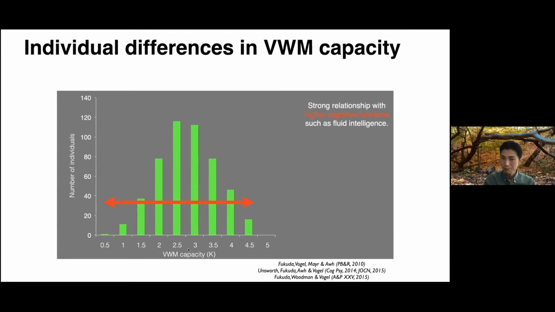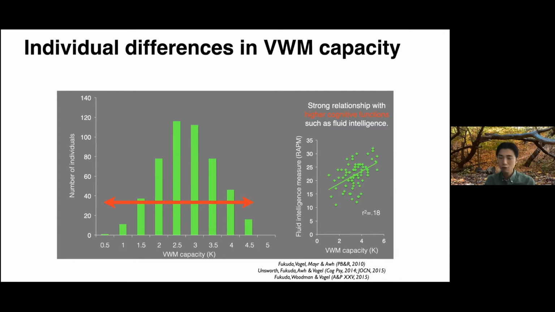Interestingly, this individual difference is reliably related to a wide range of higher cognitive functions, including fluid intelligence. Here, what I'm showing you is a simple scatter plot between individuals' working memory capacity and their performance on a fluid intelligence measure, in this case, Raven's Advanced Progressive Matrices. Given all these findings, it makes sense that researchers have been primarily focused on characterizing the quantity and quality of representation that can be stored in working memory.